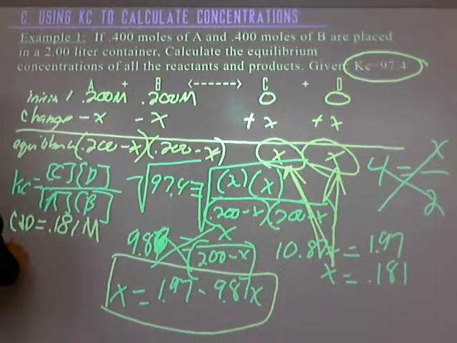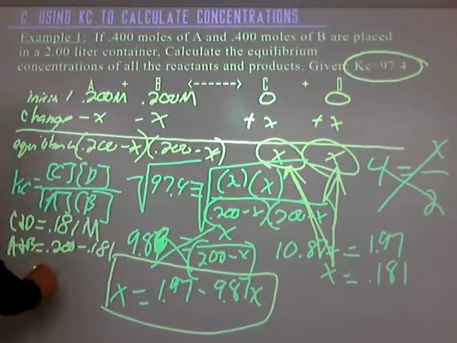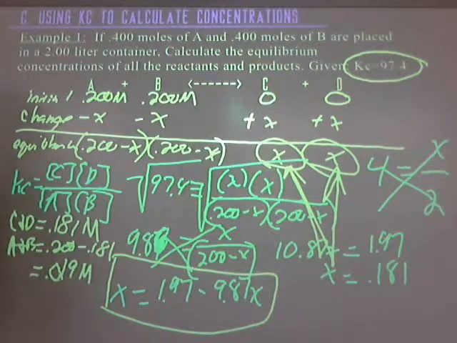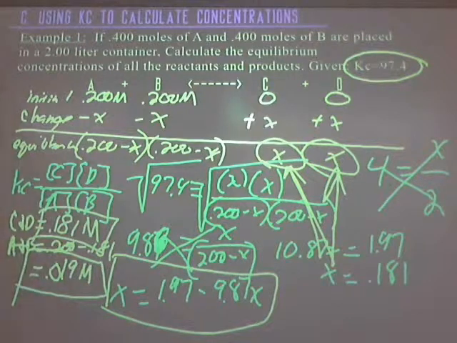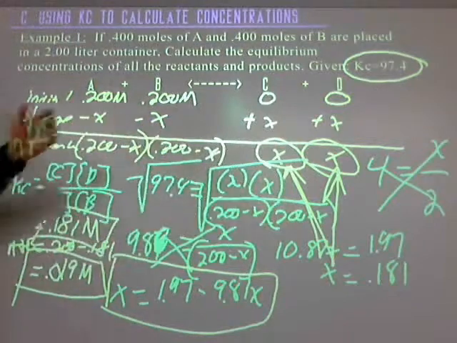What are A and B going to be? 0.200 minus 0.181, which would be what? 0.019 molar. Those are your two answers. And you're finally done. Now that one was certainly not what I've been warning you about and scaring you about, because we were able to take the square root of both sides, so it made it a little bit easier.